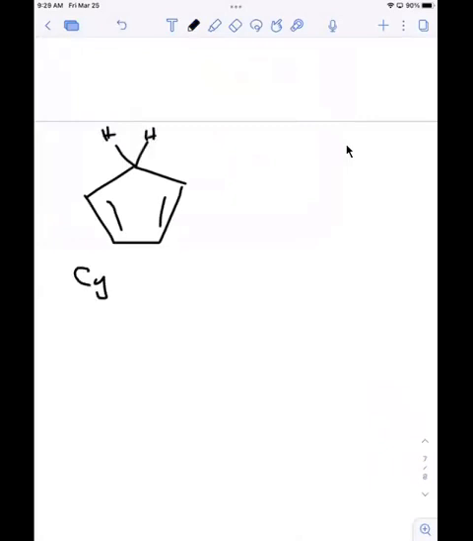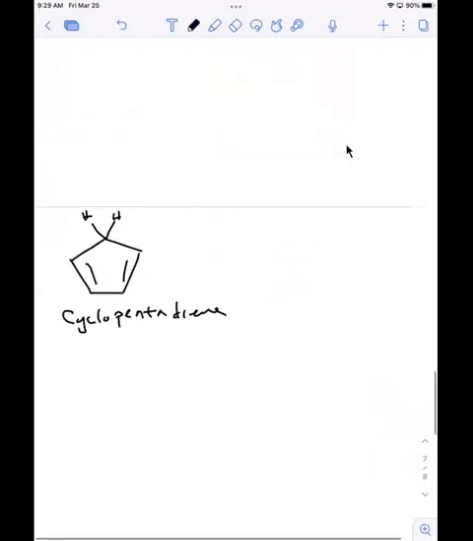So this is cyclopentadiene. Cyclo because of the ring, penta because it's 5 carbons, diene because it has a diene here, right? So if we look at cyclopentadiene by itself, is that aromatic?